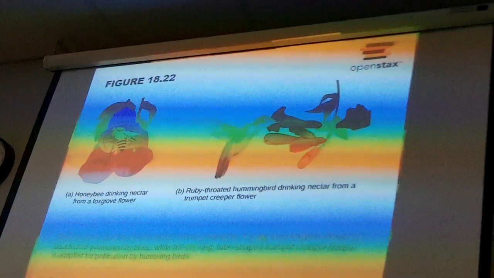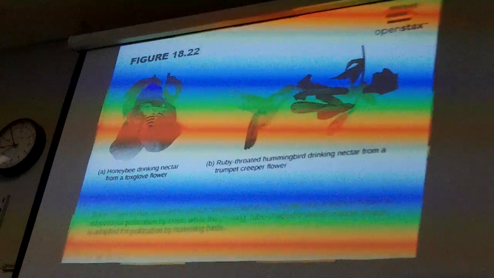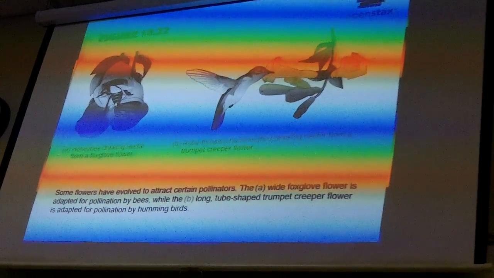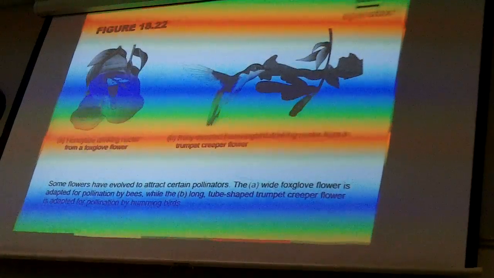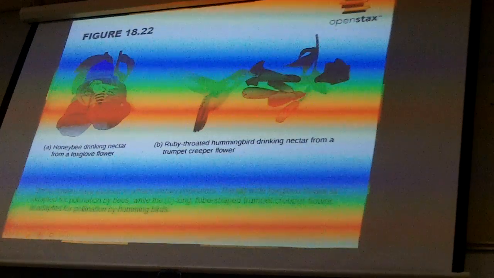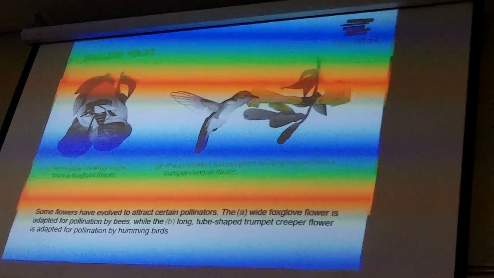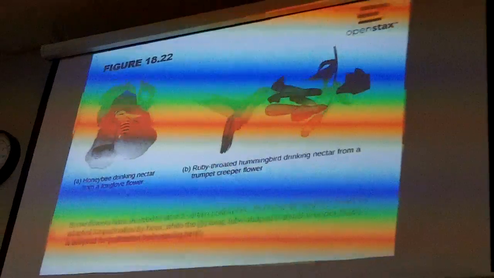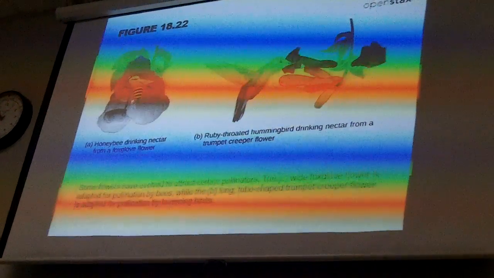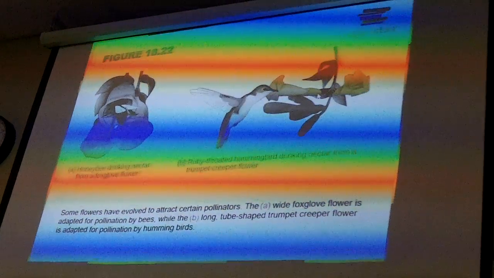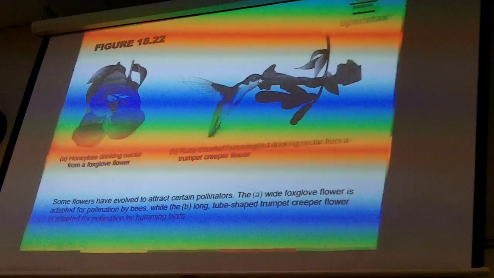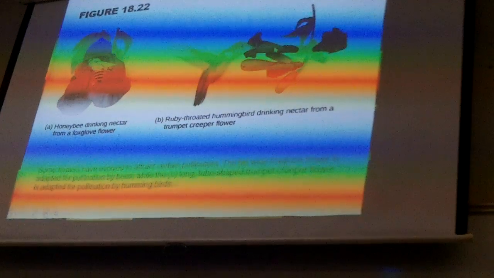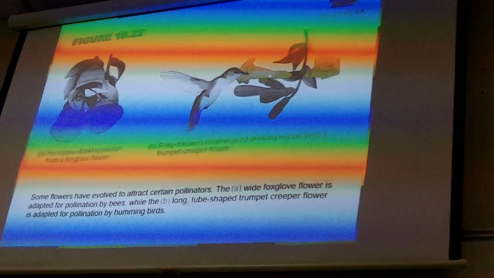These flowers have certain shapes, and the bee pollinates this foxglove flower, but the bee is not going to be able to pollinate this trumpet creeper flower because the bee can't fit into it. It takes the long tongue of a hummingbird to get into this flower. And so the bee, since it can't get in there, is not going to be able to pollinate.